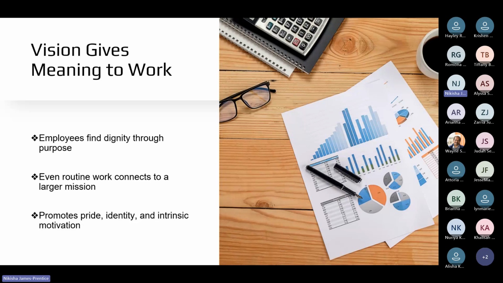Similarly, a hospital housekeeper who views her work as supporting patient recovery becomes more motivated and engaged. People are increasingly drawn to organizations with meaningful visions. They want to know that their efforts contribute to something bigger than profits. Effective leaders communicate this purpose clearly, helping employees connect their daily work to the organization's broader vision, mission, and values. So we are all CUSTAT students here.